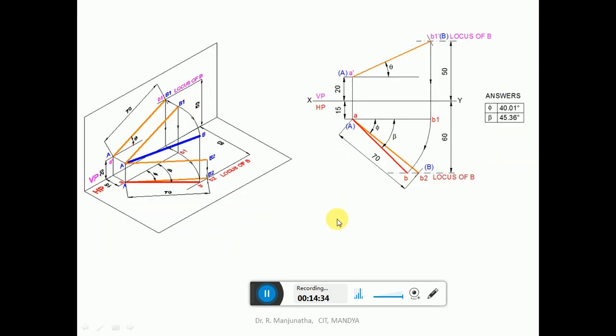Now we will go for the stepwise method. Here, first we are considering the true length in HP, that is B1 dash. We know the locus that has been given, A dash, all these things which have been plotted. With A dash as center, we cut the locus of B, so that you get the true length, which is 70 mm.